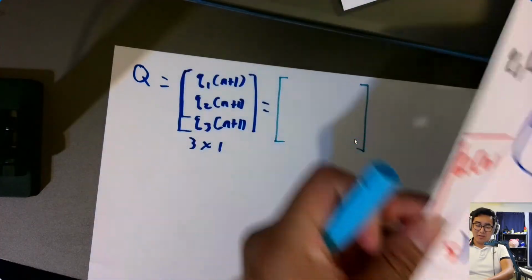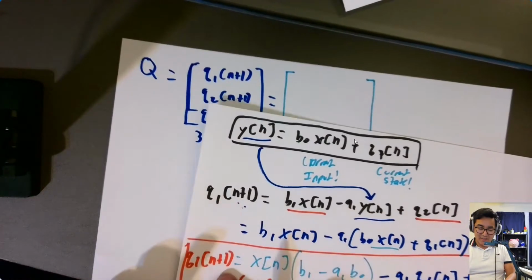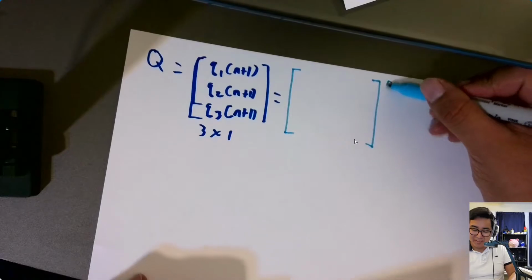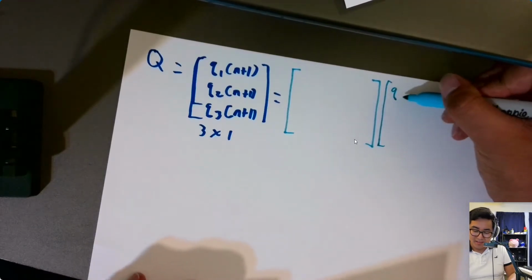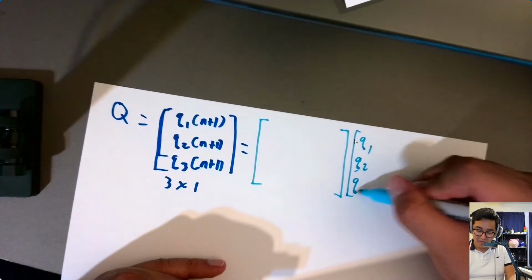So let's grab our Q of 1 equation. Aha, here it is. Q of 1. So we're going to have 3 states. Let's write them down right here. Q of 1, this is how you should be trying to do it. Q of 2 and Q of 3.